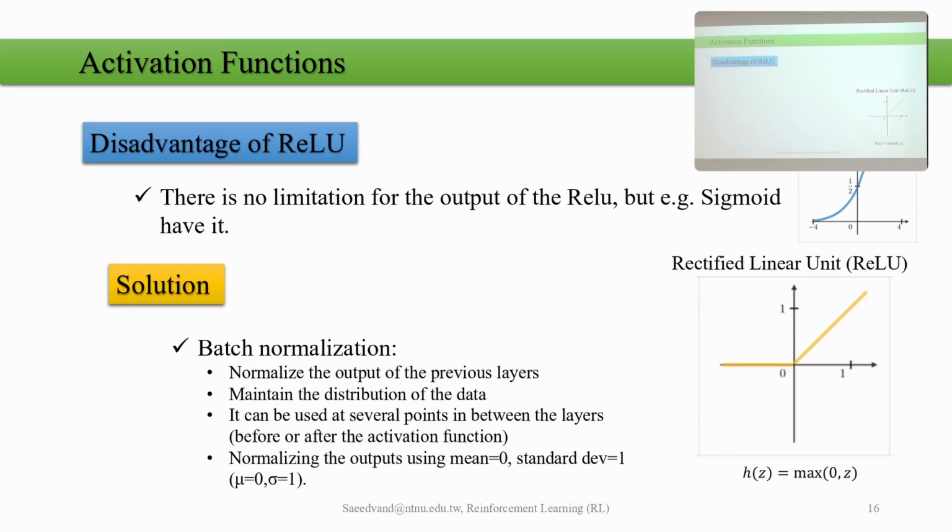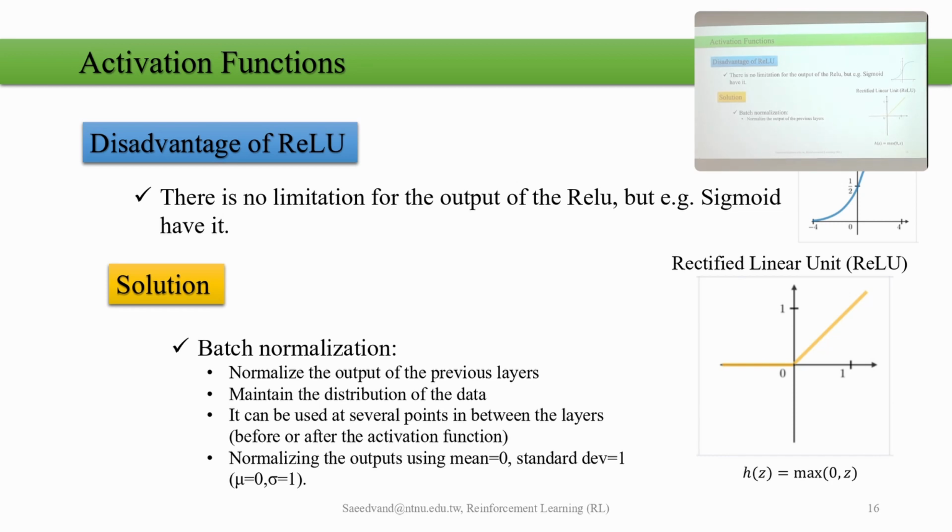Is there any point? No. As I explained, the disadvantage of ReLU is that it directly passes the input to the output when it is greater than 0. One of the solutions is batch normalization, and it means that we normalize the output of the previous layer. Whatever the output is, if you have multiple neurons, we can normalize them again. We can rescale them between 0 and 1. That's it, simply.